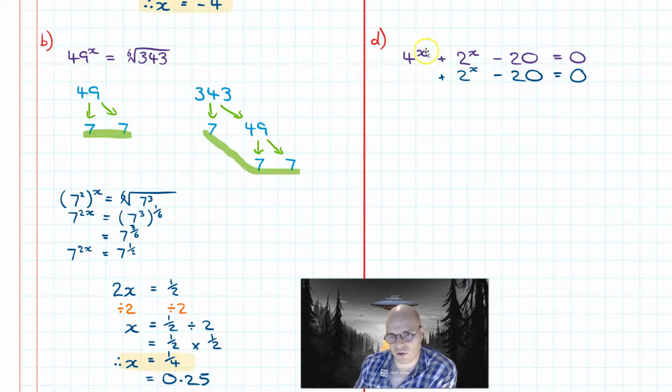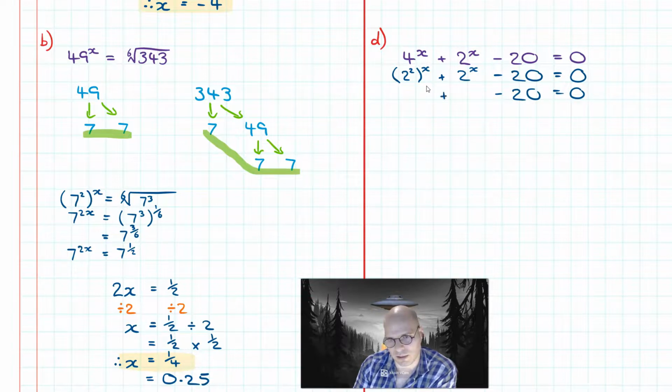this 4 to the x here. What I'm going to do is I'm going to factorize 4 into the form of 2 squared raised to the power of x. Then I'm going to get the minus 20 and keep it there. 2 to the x, and I'll leave it there. But I'm going to go on this leftmost term over here and swap the 2 and the x's around. So we'll have 2 to the x inside the parentheses and the squared outside.